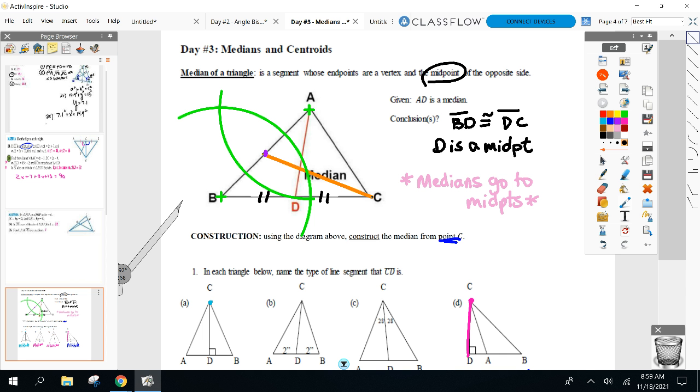All good? Questions? And then, hey, if we drew the other one in from B, what's your prediction? All three medians would? Being concurrent, they would all intersect. Yep. And that's what we're talking about today. What's that point called, where all the medians intersect? Questions here? Going? We're all good?